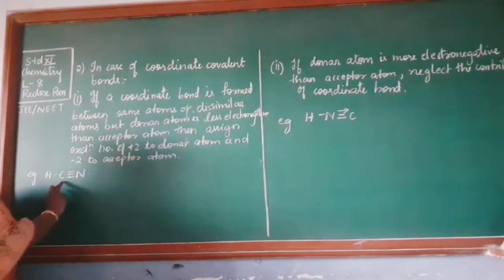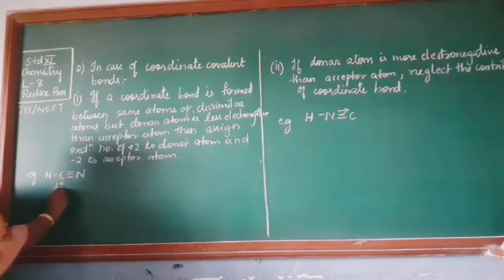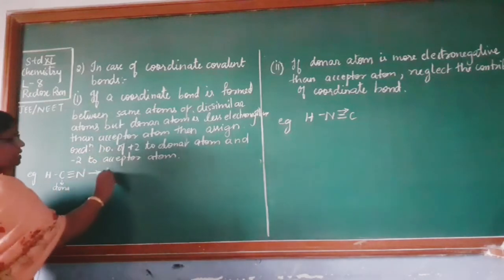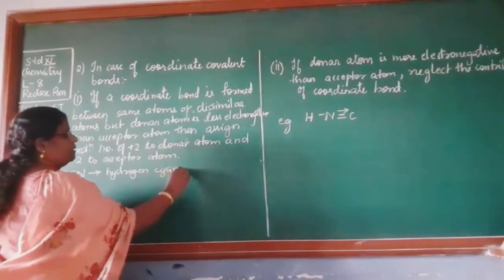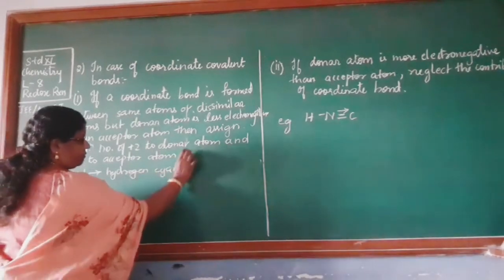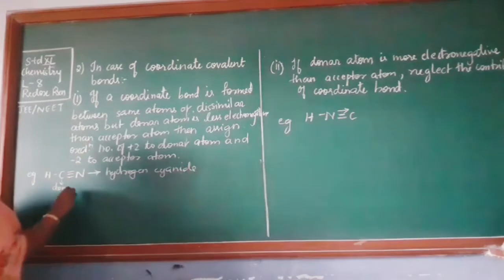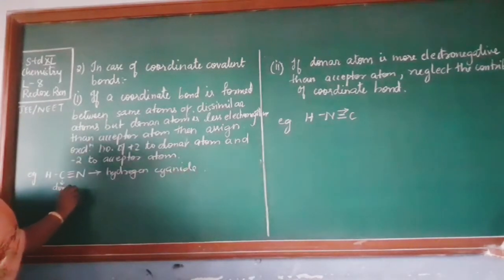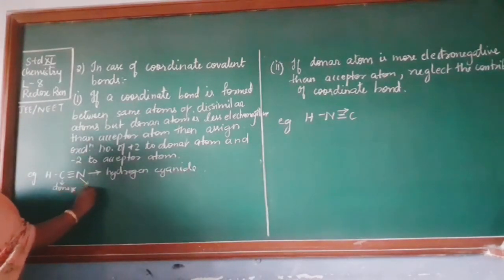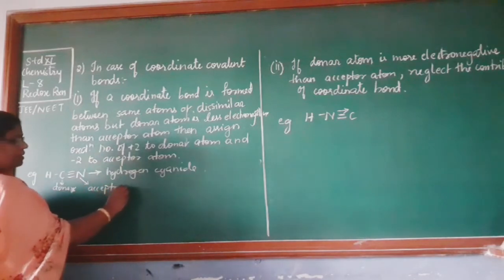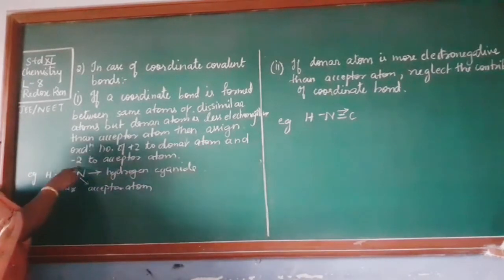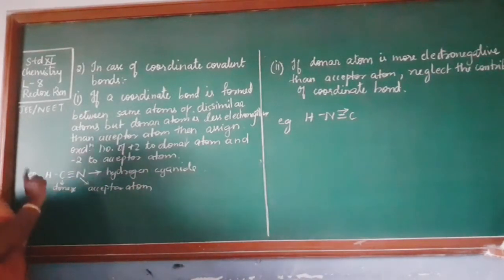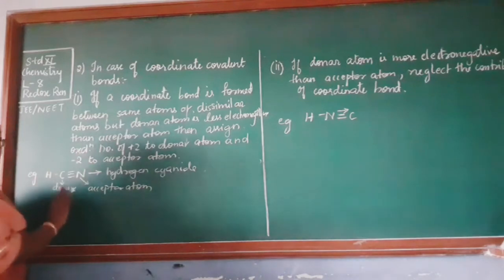Here this is HCN. Here C is the donor atom. This is hydrogen cyanide. What is the name of this compound? It is hydrogen cyanide. Okay. So this is your donor atom. Carbon is your donor atom and nitrogen is your acceptor atom. So according to this rule, nitrogen should be given an oxidation state of -2 and carbon should be given +2. That is what it means to say.